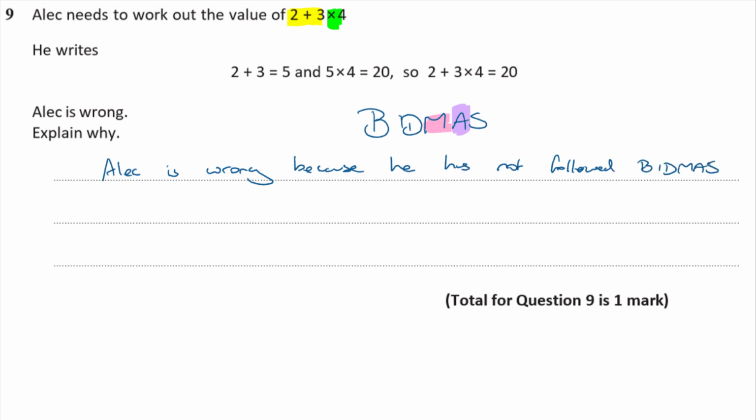I might just show what the correct calculation should be. So 2 plus 3 times 4. You're meant to do this bit first, aren't you? You're meant to do the multiplying first. So that's 2 plus 12, and then 2 plus 12 you add together, and that gives you 14. I'm just going to include that as part of my reasoning, though it's only 1 mark, so it's probably not required.